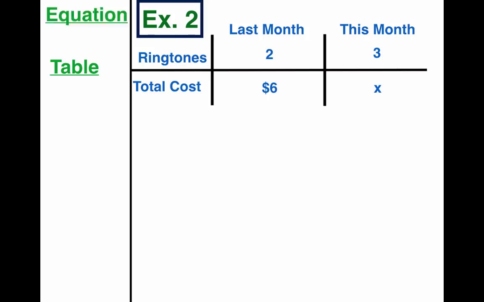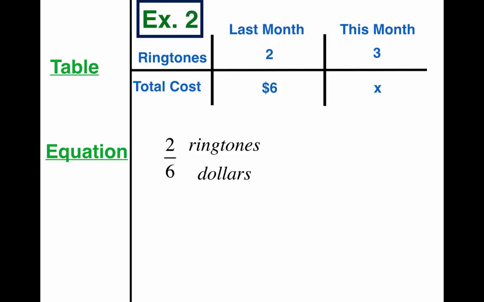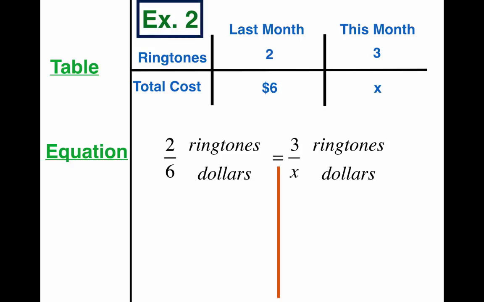What we're going to do is set up an equation. We're going to do 2 fractions. The first one will be the ringtones and the cost. So 2 ringtones cost $6. I'm going to label that. And then this month we got 3 ringtones, but we don't know how many dollars. It's X dollars. We're just unsure. But now we have an equation that we can actually solve. 2 over 6 equals 3 over X.